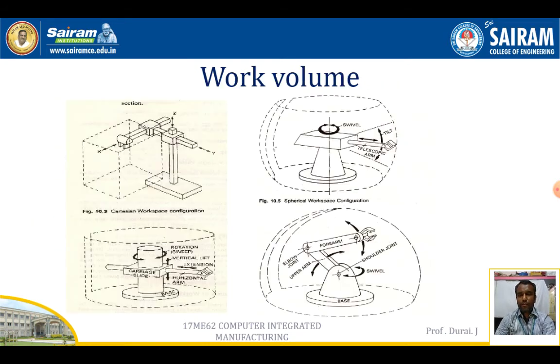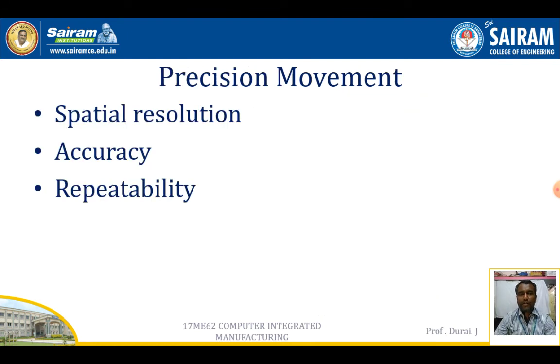Then comes the precision of movement. The precision with which a robot can move its wrist end is important in robot motion. That means it specifies how the end effector reaches the target point. Based on this, it has three attributes. The first is the spatial resolution, the second is the accuracy, and the third is the repeatability. First we are going to discuss the spatial resolution.